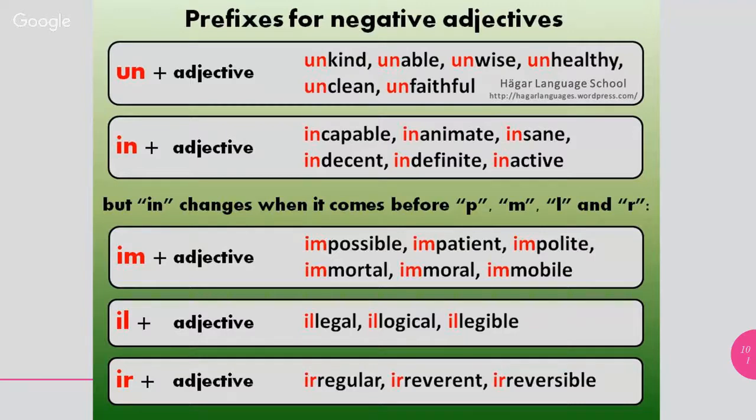But sometimes for words starting with P, M, L, R, we cannot put un or in. Then we have to put something else. Im plus adjective, usually for adjectives starting with P or M: impossible, impatient, impolite, immoral, immortal, immobile. Ill plus adjective: illegal, illogical, illegible. So for adjectives starting with L we put ill. For adjectives starting with R: irregular, irreverent, irreversible. This way we can make antonyms by adding a prefix.